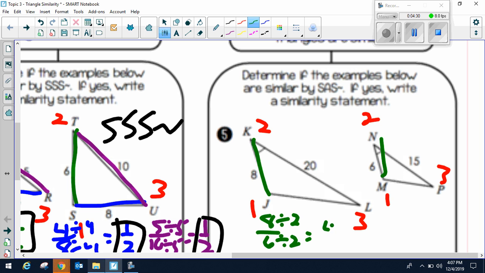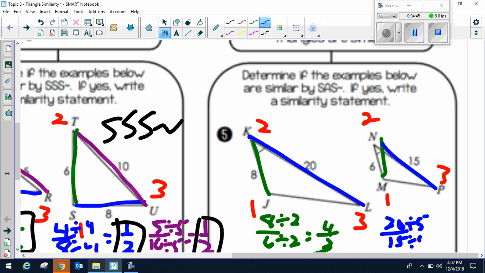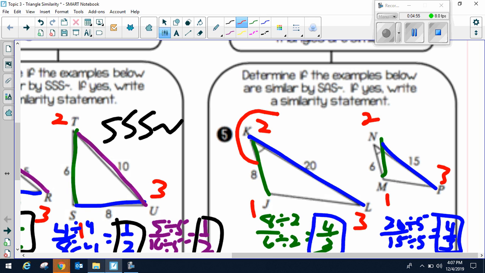because once the sides aren't proportional, then this doesn't work. So you get 4 over 3. Let's try the other set of sides. And divide by 5. You also get 4 over 3. So your sides match up, 4 over 3 and 4 over 3. That's good. The angle part must be in between those two sides. If we look at angle 2 is congruent to angle 2 here. So that's good. That means it's in between the two sides. So this is similar by side-angle-side similarity.